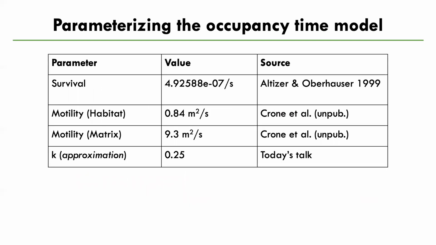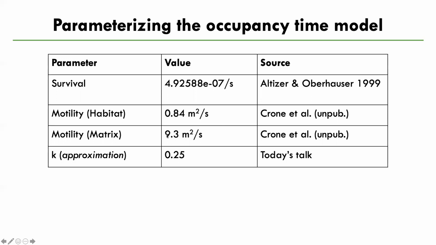So parameterizing this occupancy time model, we have a survival number here from Altizer and Oberhauser in 1999, and you can see that this is a very small number because it is a rate of mortality per second. Then we have motility in the habitat and then the matrix, which is from our lab's unpublished data.